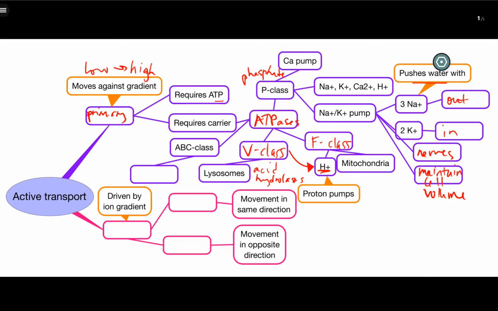And then your ABC class pumps pump drugs or transport drugs. There's nothing else to know about the ABC class pumps. I don't care that you know much about them.